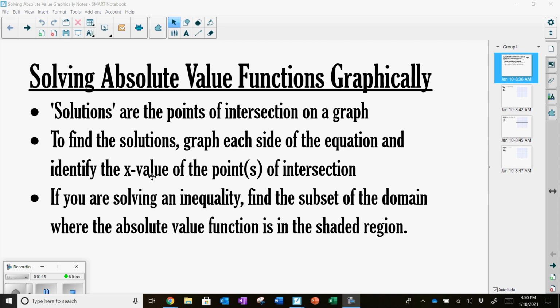The only caveat to that is if you're solving an inequality, then we have to find a subset of the domain where the absolute value function is in the shaded region. Trust me, that sounds 10 times more complicated than it actually is. It's literally just, is it above the line or is it below the line? And that's about it. All right, so let's take a look at a couple of examples. We're going to graph these, but then we're going to verify those using, you guessed it, Desmos.